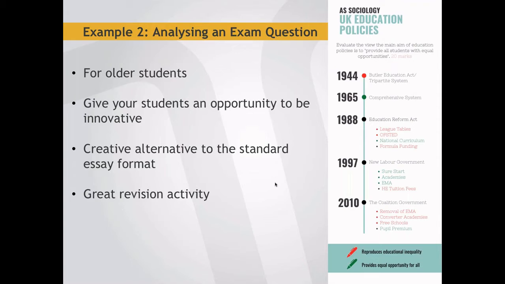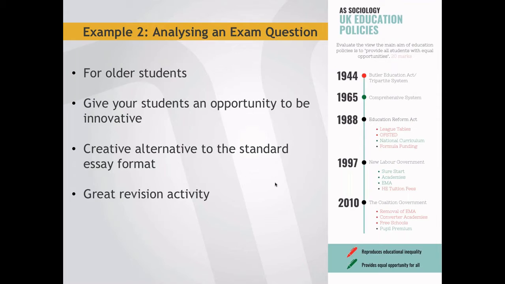If we just have a look at the final product, you can see here that we have a question that asks students to evaluate what the main aim of educational policies is. So is it to provide all students with equal opportunities? Now, this student has done this by creating a timeline of the main UK educational policies using Canva.